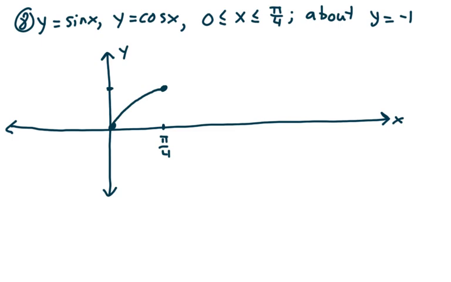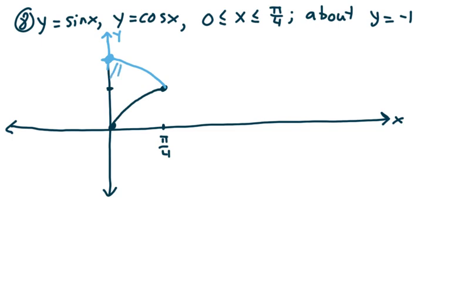Now, if we want to graph y equals cosine x, we're going to extend that y-axis up a little bit here. And we're going to put 1 up here. So when x is 0, cosine of 0 is 1. And then when x is pi over 4, cosine of pi over 4 is also 1 over the square root of 2. So we're looking like this.